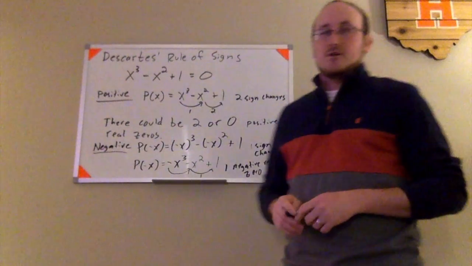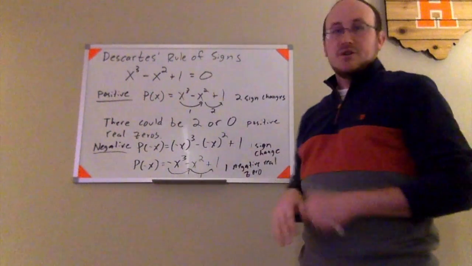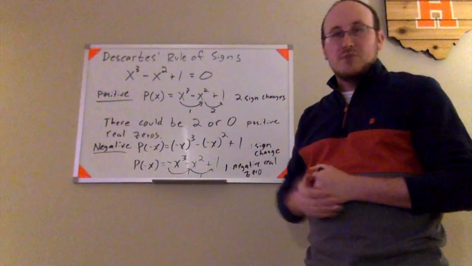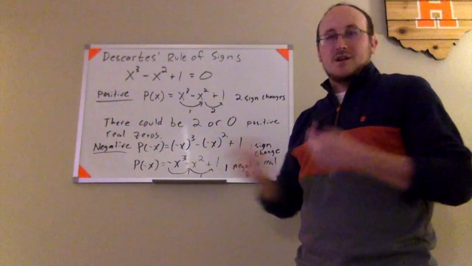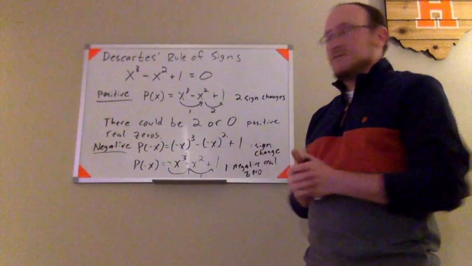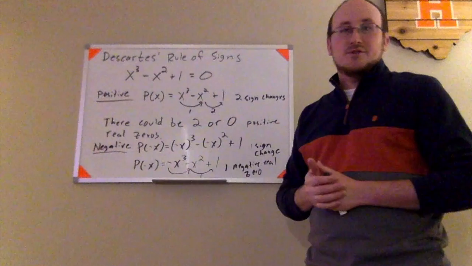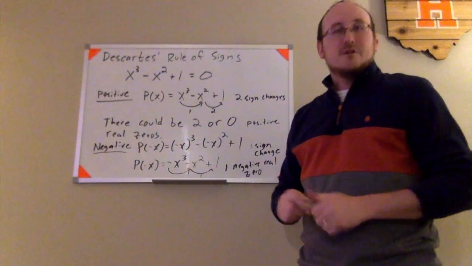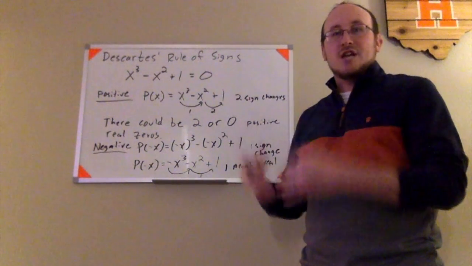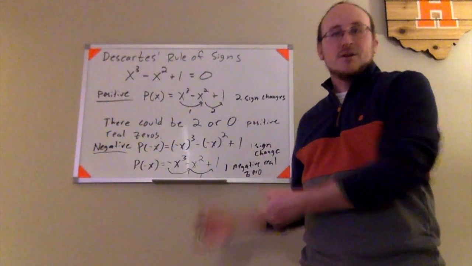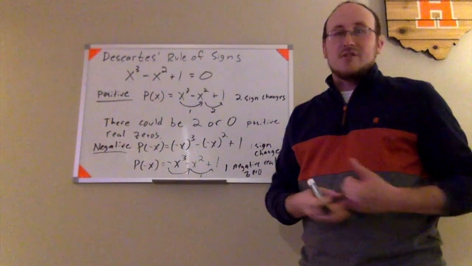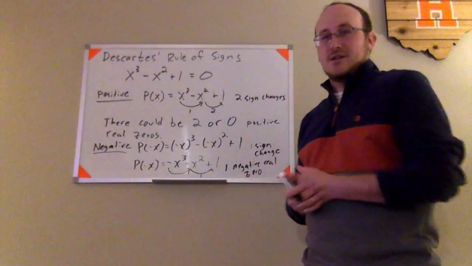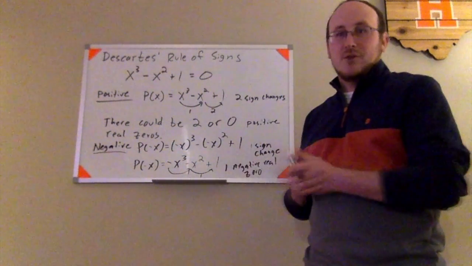So that's how you use Descartes' rule of signs. Take a look at the original, count up the sign changes. That'll tell you how many positive real zeros there could be. Decrease that by even numbers to figure out how many options there are. And then to figure out the negative ones, that's the ones where students usually have a little bit of trouble. You replace x with negative x and you simplify. Long story short, what that does is that changes the sign of any term in the original that had an odd exponent. Anything that had an even exponent will have the exact same sign that it did in the original p of x. So that might help with that a little bit.